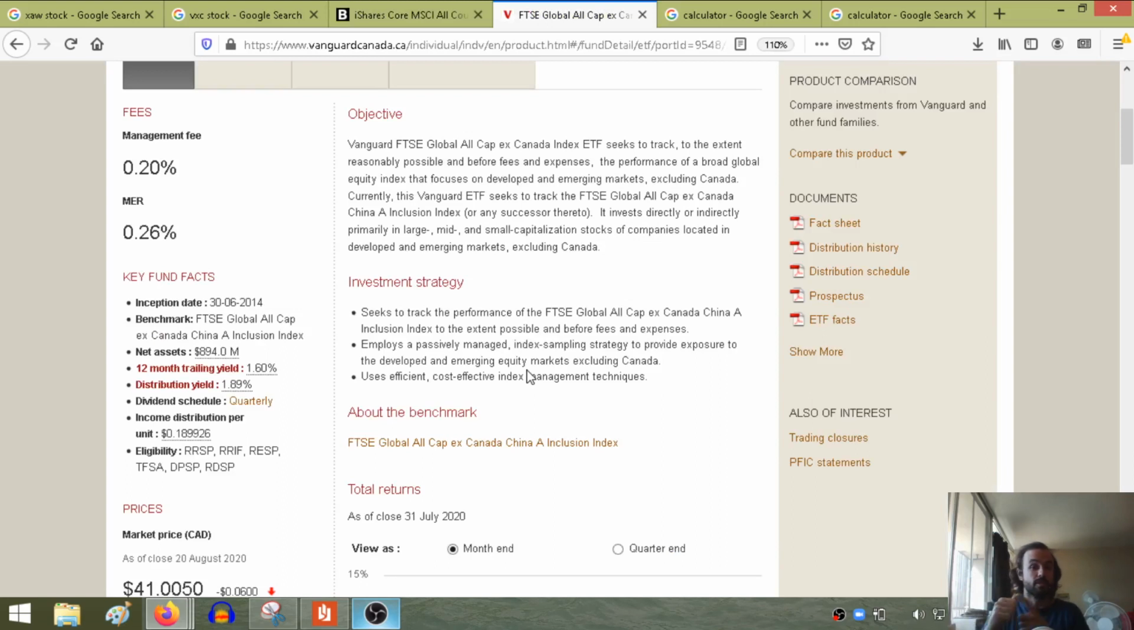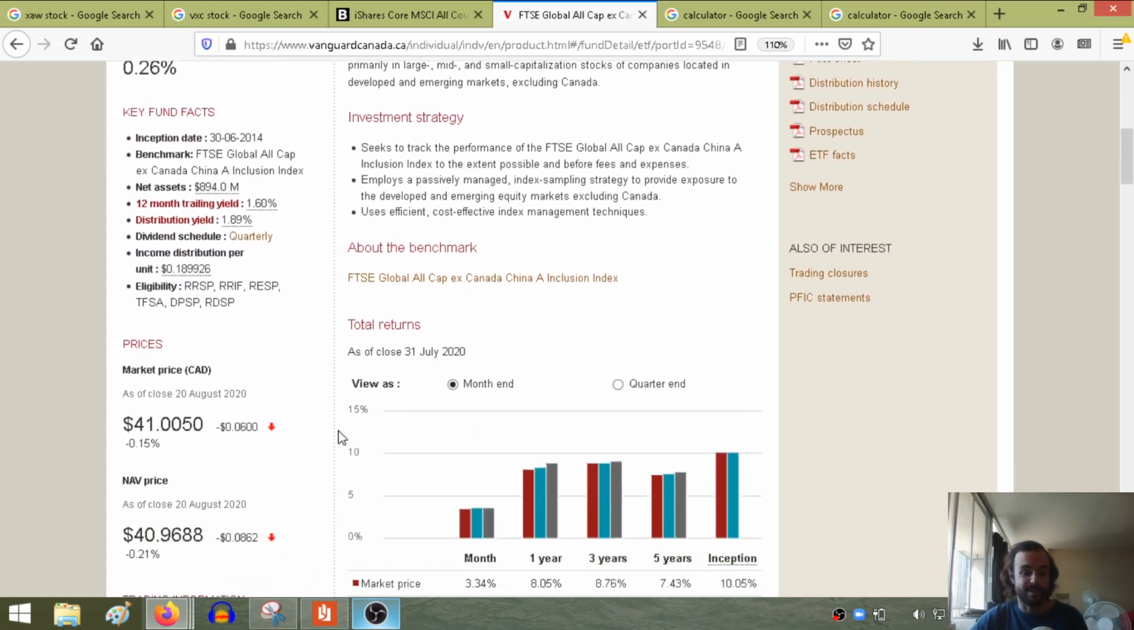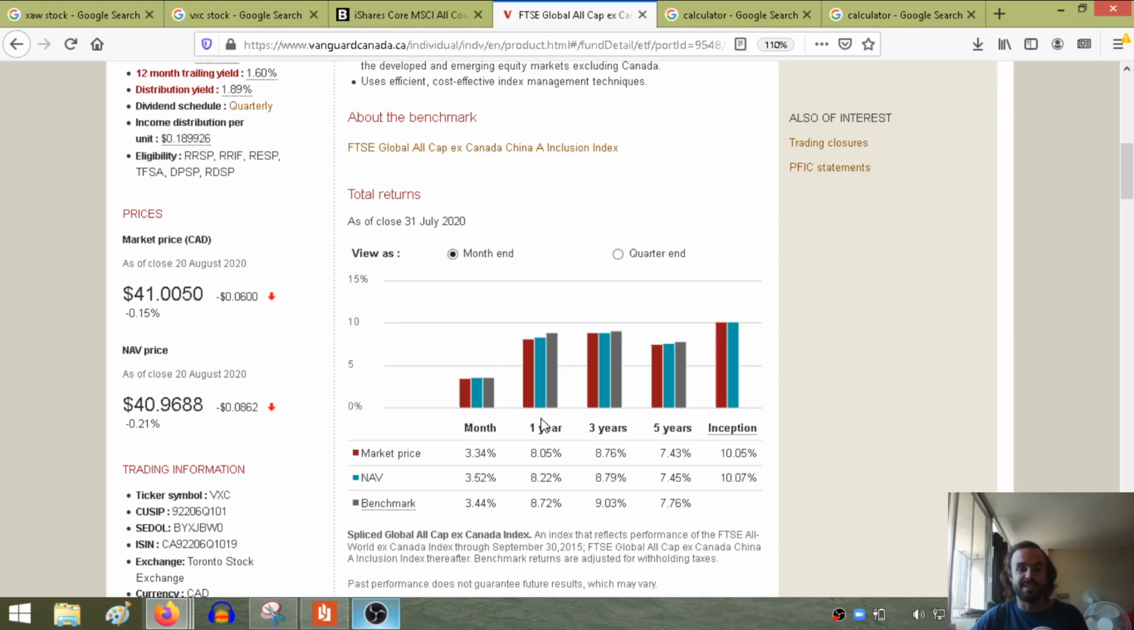Remember, the 3 main things are low MER, consistent average returns over time, and a consistent history of dividends. Those are the 3 main things you want to look for in an ETF. So as of right now, we can see that the Vanguard one charges a bit more, but you are getting more dividends out of it, and it is eligible for registered programs, which is obviously nice to see because you can use your tax-free savings account and grow these after-tax dollars.